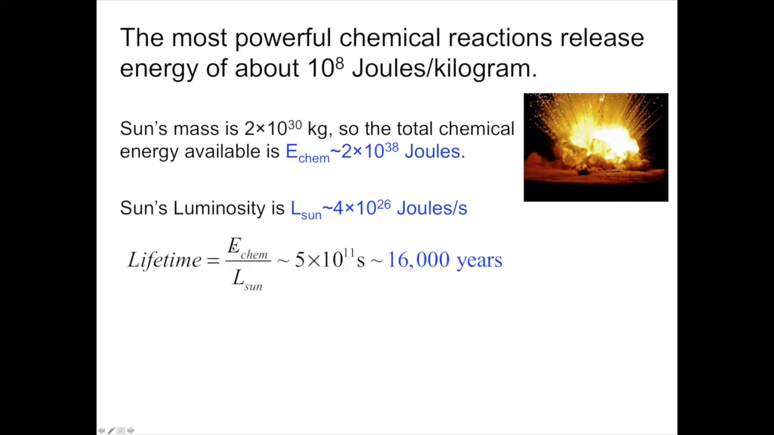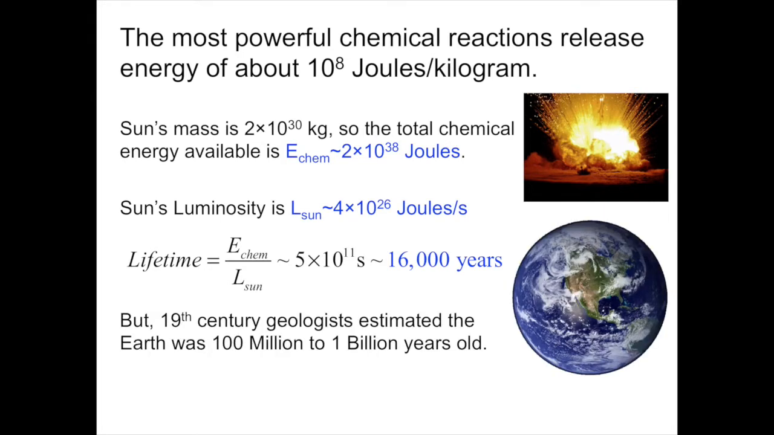The lifetime is the energy content divided by the luminosity of the sun, which is 2 times 10 to the 38 joules divided by 4 times 10 to the 26 joules per second. We do the numbers. That turns out to be about 5 times 10 to the 11 seconds. There are roughly 3 times 10 to the 7 seconds per year. Do the calculation carefully. You find that the lifetime of the sun by chemical energy is approximately 16,000 years. So if we wanted to power the sun by chemistry, we could do so for only about 16,000 years.